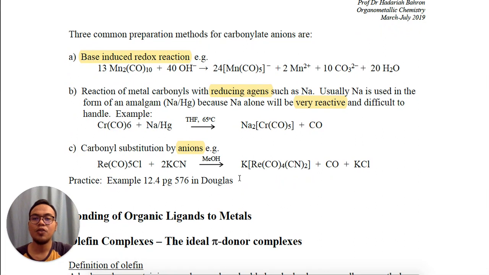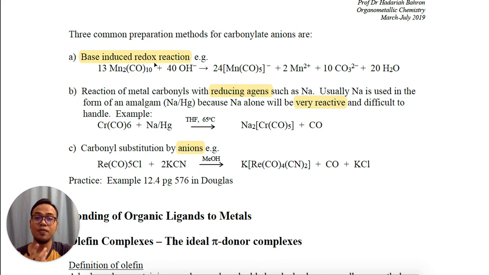Now let us see how to prepare your carbonylate anions. The first one is base-induced redox reaction. There are two important terms that you have to learn here. One, it is base-induced, and second, it is redox reaction. So base-induced meaning the reaction will only take place if you have base. So this base is indicated by the presence of hydroxide here. So second is redox reaction, meaning reduction and oxidation are taking place at the same time.